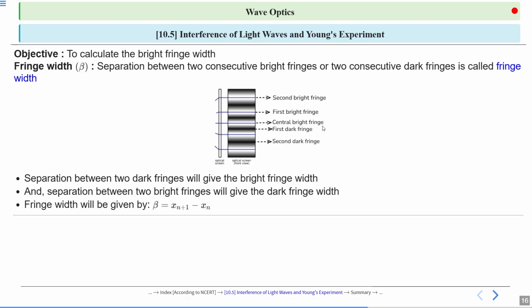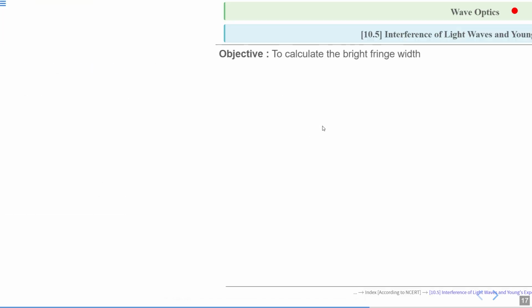Fringe width is given by the equation beta equal to x(n+1) minus xn, where x(n+1) and xn are the positions of consecutive fringes. So x(n+1) represents the position of one fringe, either dark or bright, and xn represents the position of another fringe just before the x(n+1) fringe. So it represents the positions of two consecutive fringes, either both bright or both dark. Understanding this formula allows us to calculate the exact spacing between the fringes.